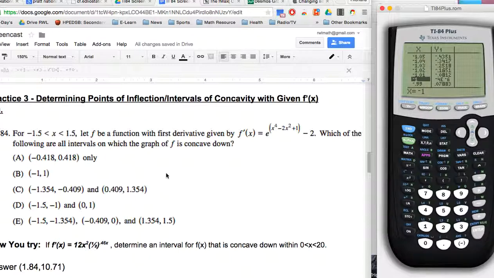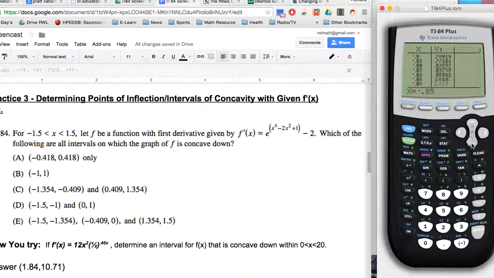Okay, so when the graph is concave down, negative 1 to 1, we can get rid of that one. It's concave up, it appears, right there. And it's not this one because it's negative at negative 1.5, so we can cross that one out. Negative 1.5 to negative 1. That one works right there. So it looks like that might be the only one. Keep going, positive, positive, positive.